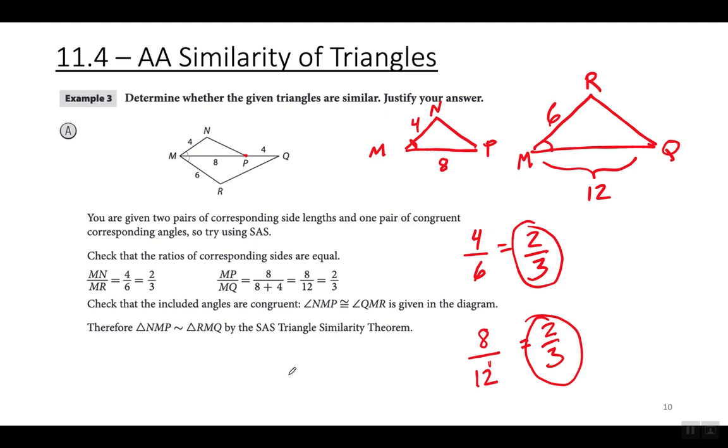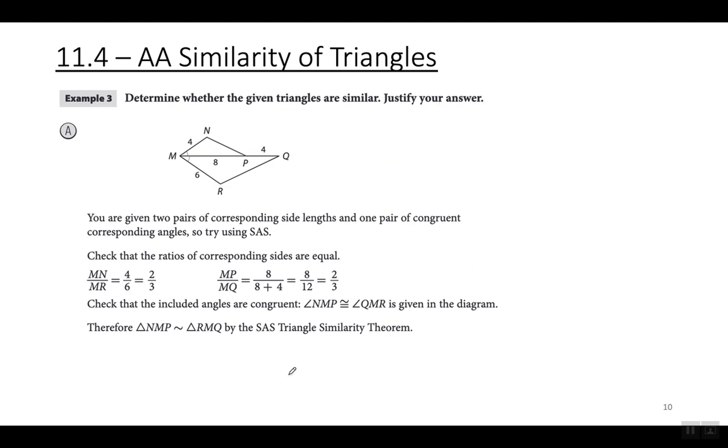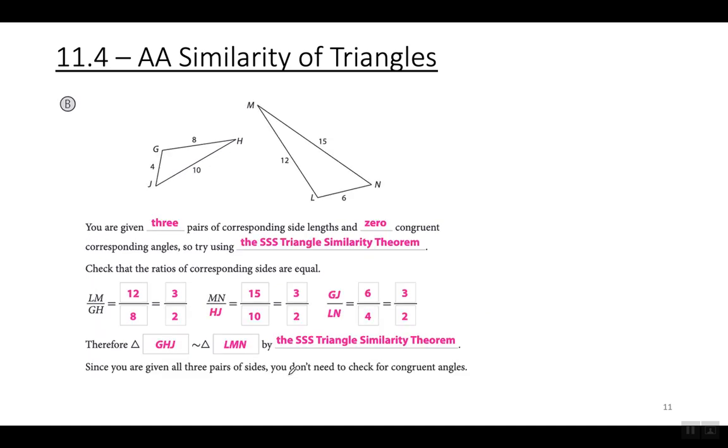I had a tough time explaining that one in Spanish. Maybe in English too. All right, so this one I just put it with the answers so you could analyze it with the answers. This one's going to be by the side triangle similarity theorem.